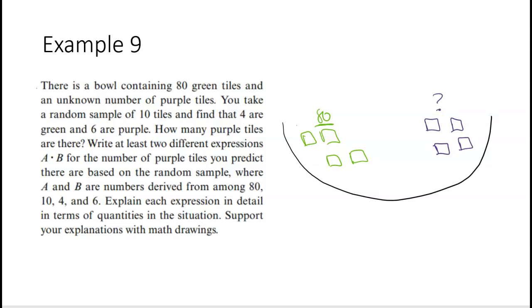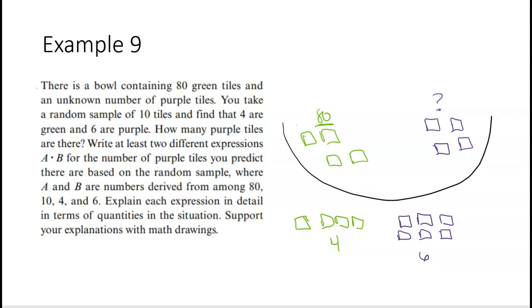I take a random sample of 10 tiles and I find that 4 are green and 6 are purple. So 1, 2, 3, 4, 5, 6 are purple, and 4 are green. Write at least 2 different expressions, A times B, for the number of purple tiles you predict there are based on the random sample, where A and B are numbers derived from 80, 10, 4, and 6.